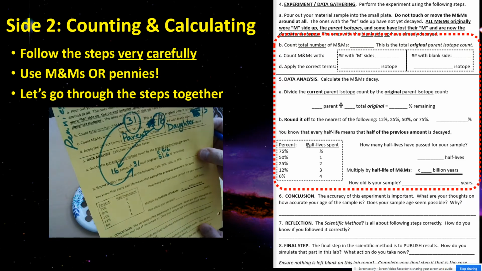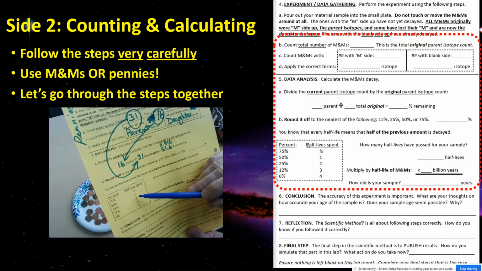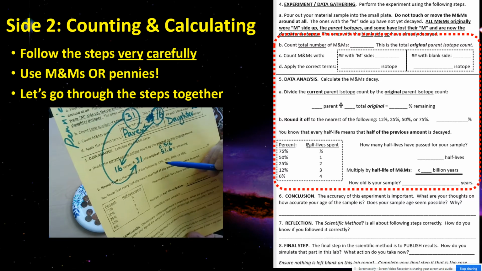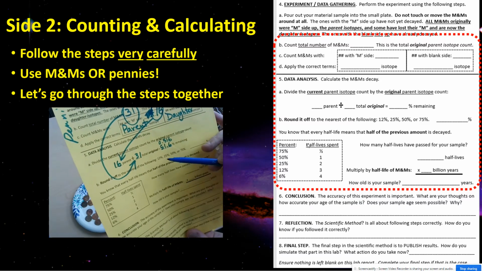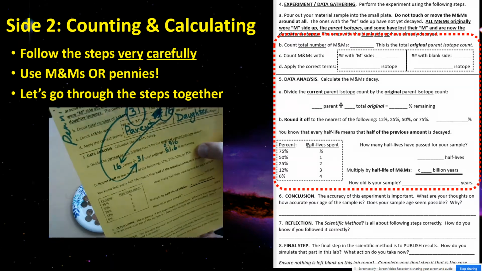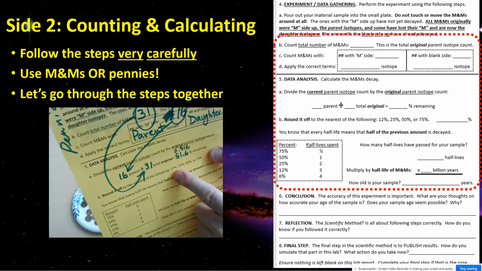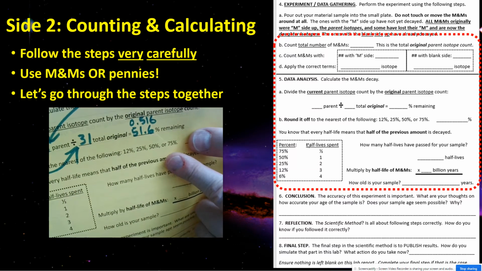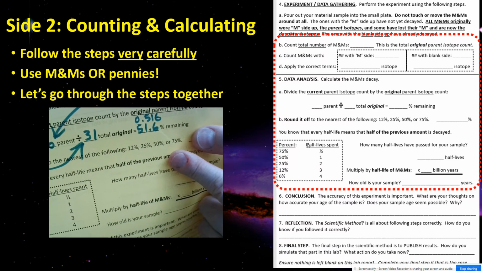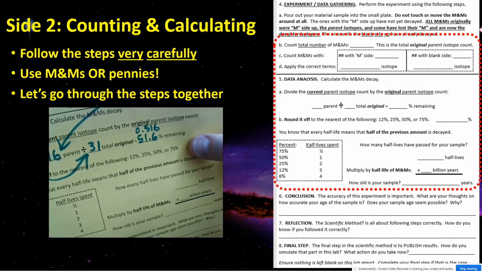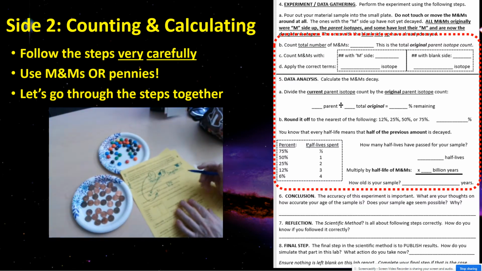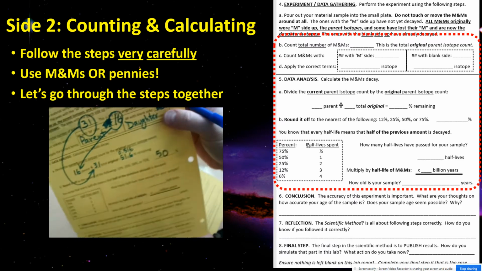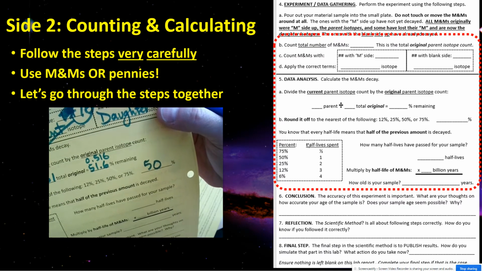Now, to figure out the number of half-lives that have gone by, I'm going to make this number match one of my known amounts. So which one is it closest to? 51.6. Which one does it round nearest to out of my totals? I think 50% is the closest to 51.6. So I'm going to write that in the blank. I've rounded it now to 50%.